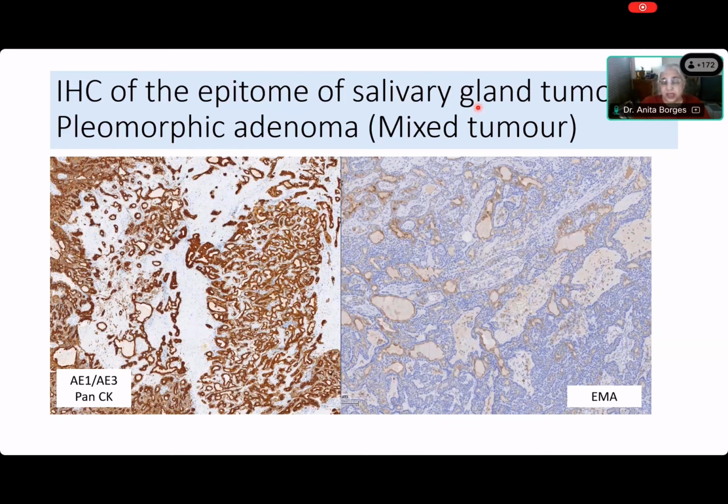Basaloid means they resemble basal cells. That is the meaning of the word basaloid. Basal-like. And what do basal cells look like, whether they are in the salivary gland or in the skin or anywhere else or in the prostate? What do they look like, please, Madhu? They are more basophilic. Basal cells are more basophilic.